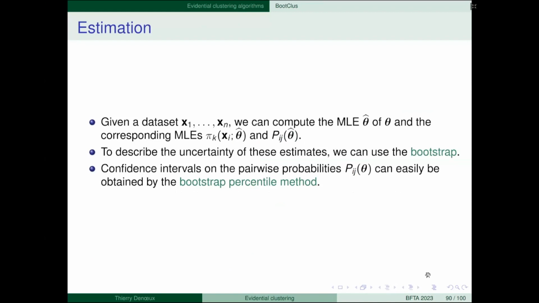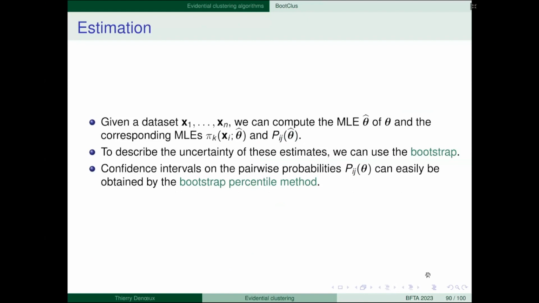Why do I use pairwise probabilities? Because I want the method not to depend on the way the components are numbered. Cluster 1 for one run of the algorithm may correspond to cluster 3 in another run, but it's the same cluster. By computing the pairwise probabilities, it becomes independent of the way the clusters are numbered.